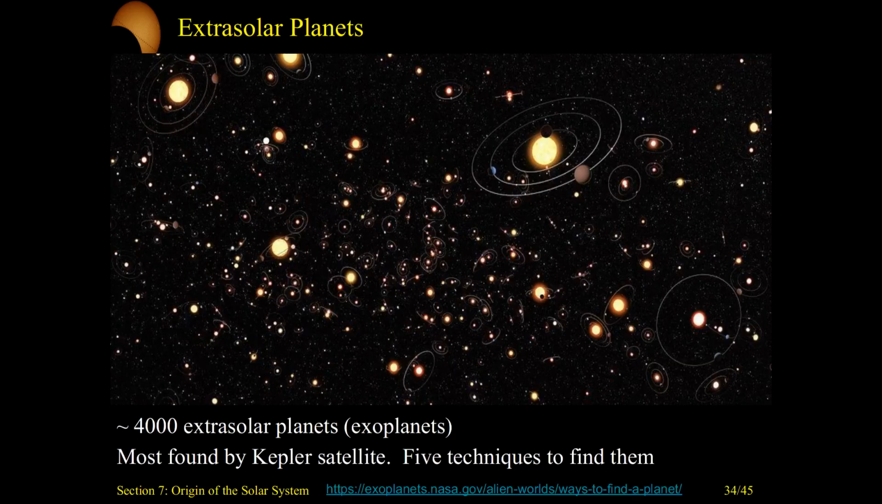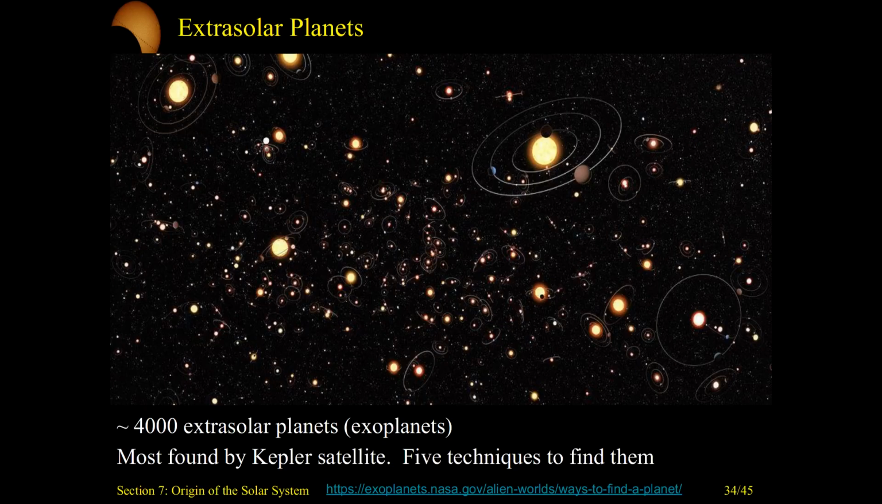Every year, this number keeps growing and growing. When I first started teaching this course, we were at about 4,000, a little shy of it. Now we're almost at 5,000 extrasolar planets discovered. This picture here is just an artist's rendition that every star throughout the cosmos probably has some number of planets orbiting around it.